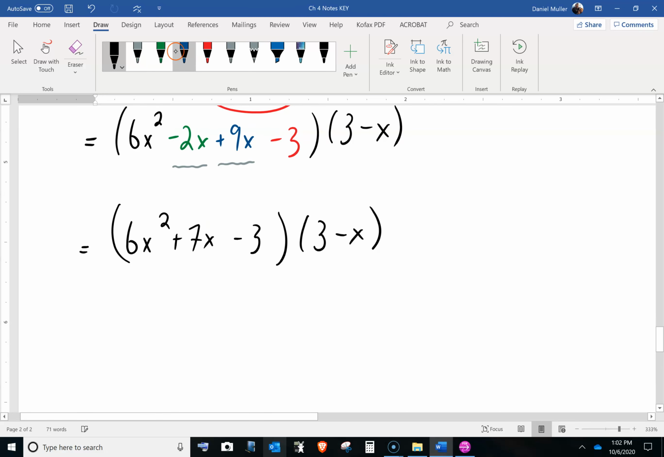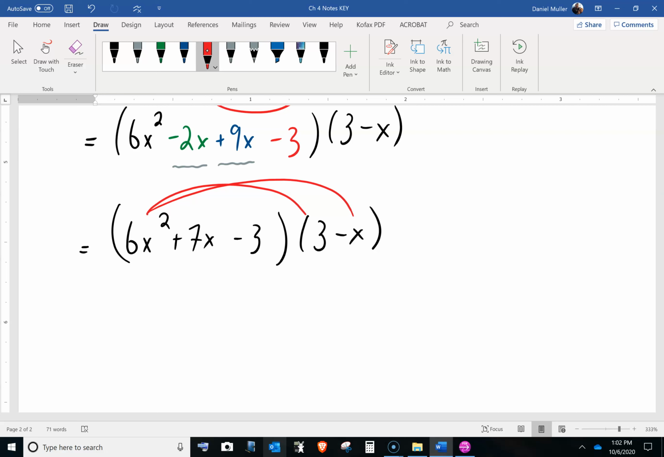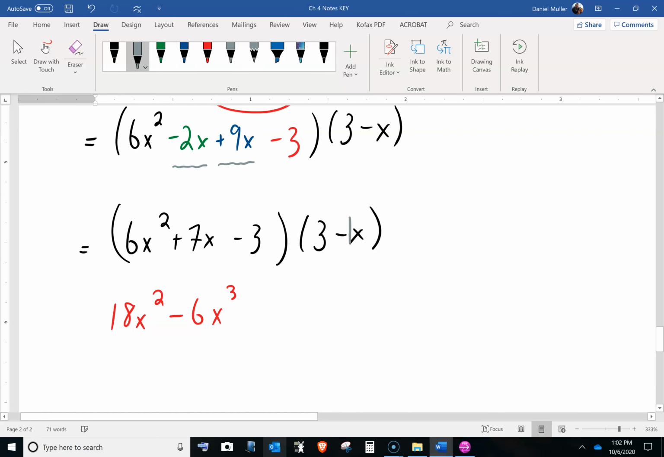Now I can take this and distribute it in. So I've got the 6x squared, which I'll multiply in. That'll give me a 18 with an x squared. And there's a 1 here, so 6 times negative 1 is a negative 6. And then 3 x's. If you wanted to, by the way, you could put that 1 in there.